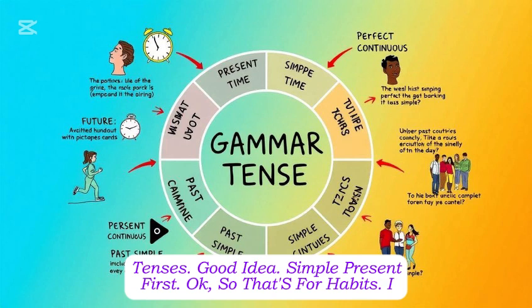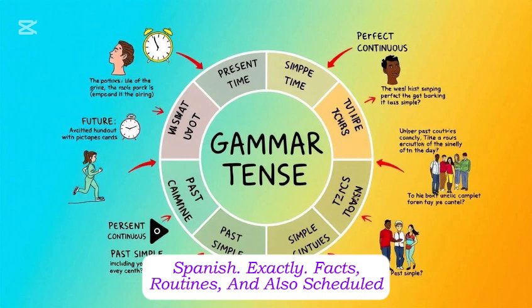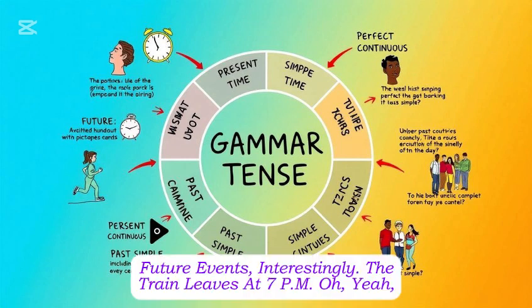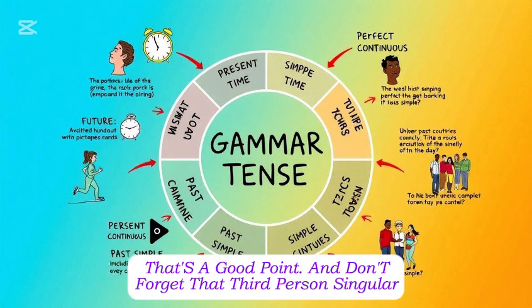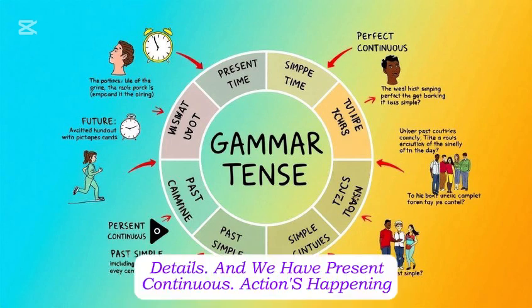So that's for habits. I eat breakfast every morning. Or general truths, she speaks Spanish. Exactly. Facts, routines, and also scheduled future events, interestingly. The train leaves at 7 p.m. Oh yeah, that's a good point. And don't forget that third person singular -s or -es, and using do or does for questions and negatives. Key details.